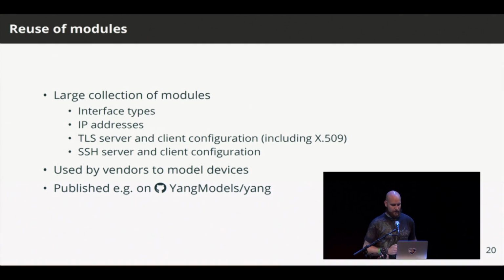So the reuse of all these modules: the IETF, alongside the OpenConfig project, ETSI, the Broadband Forum, and a bunch of vendors are creating a lot of modules. For instance, for interface types, for IP addresses, for full TLS server and client configuration, including X509 certificates, SSH server and client configuration. And it's used by many vendors to model their devices. So once you have a bunch of vendors doing this, the models actually look similar enough for you to quickly understand what's going on. And they're all published on GitHub as well.